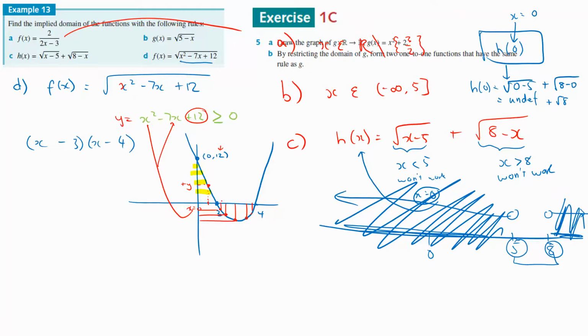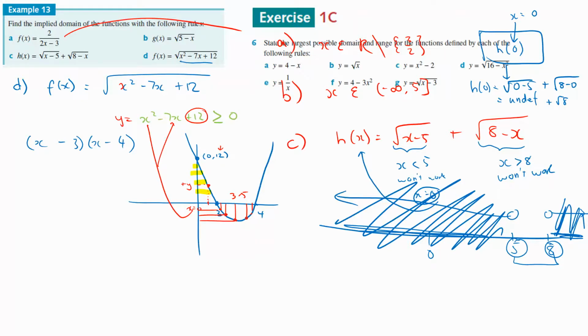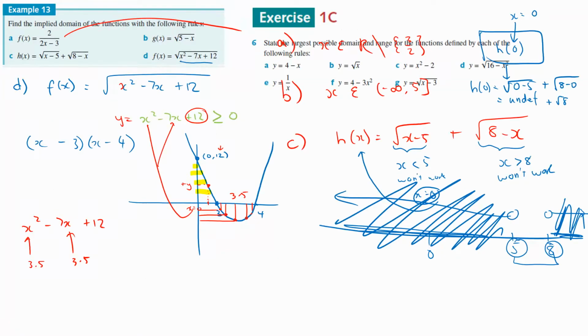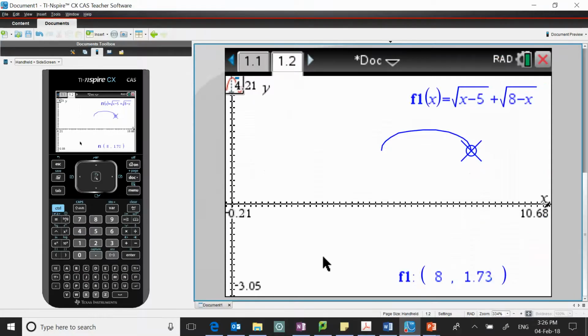If I have a negative, so let's say between 3 and 4, clearly if I chose 3.5, okay, that's going to give me a negative value. So x squared minus 7x plus 12, if I substitute 3.5 in, I should get a negative value. Okay, so I'm going to do it on my calculator in front of you so you can see x squared minus 7x plus 12. So I'm going to go back to this.